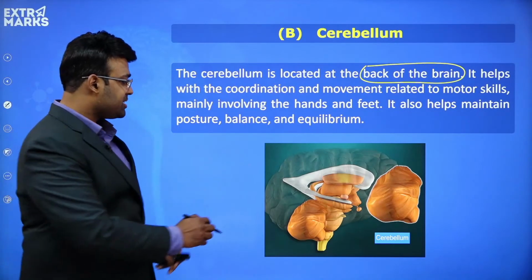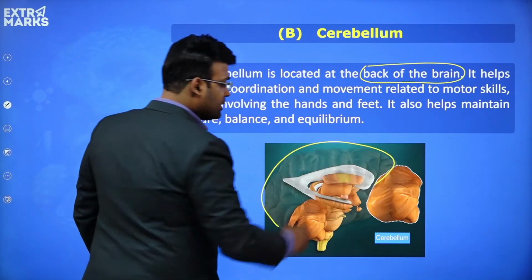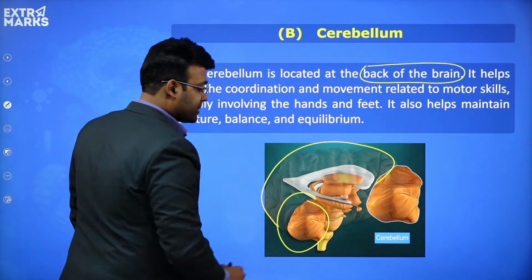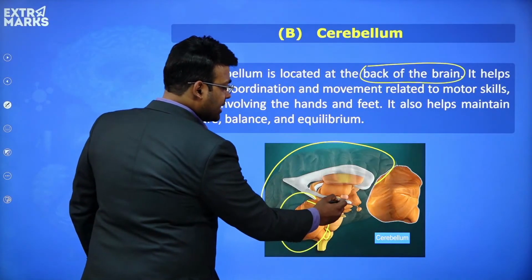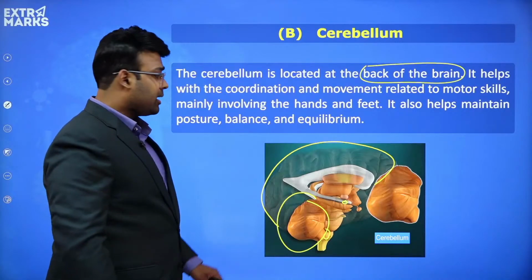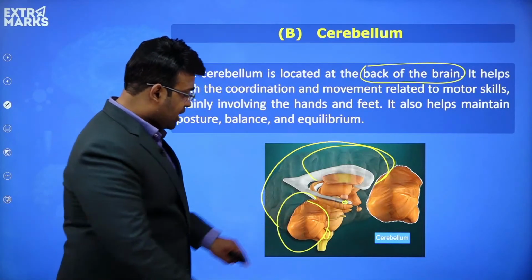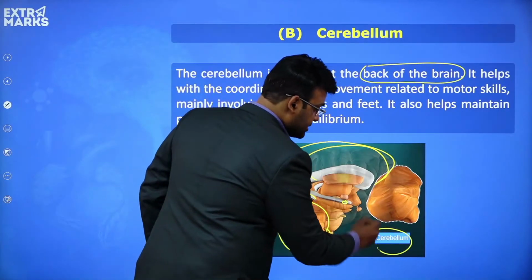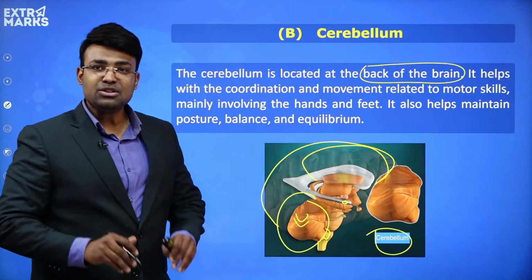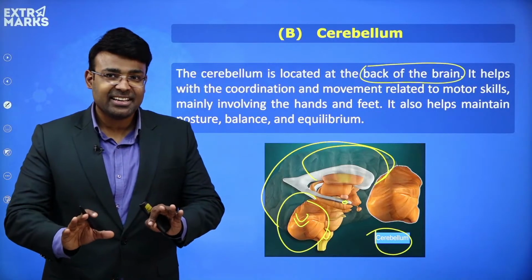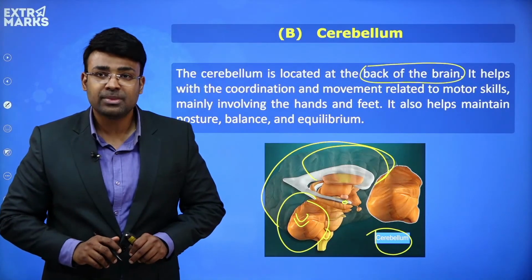So here you can see this is the brain, everyone, and this is the cerebellum. Here you will find the pons, here you will find the medulla oblongata, and this big part over here is the cerebrum. So this part over here is the cerebellum. Clear? So I hope this point is again clear to all of you.